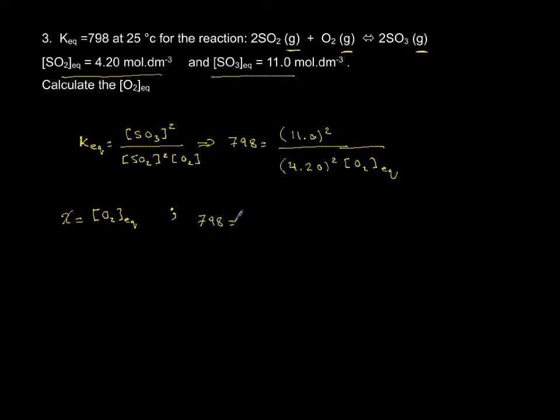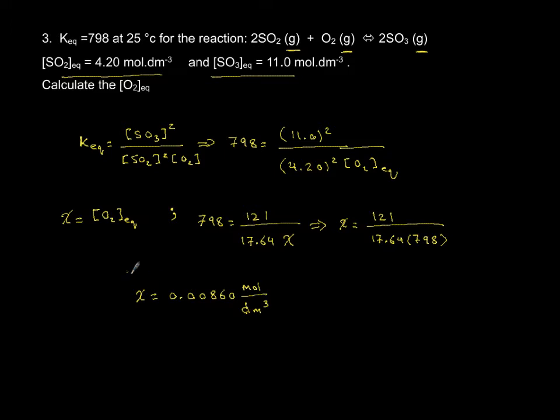798 is equal to 11 times 11, which is 121, over 4.2 squared, which is 17.64, times X. So X is simply 121 divided by 17.64 multiplied by 798. And when we do that, X comes to life, which is 0.00860 mole per decimeter cube. And X is your oxygen at equilibrium.